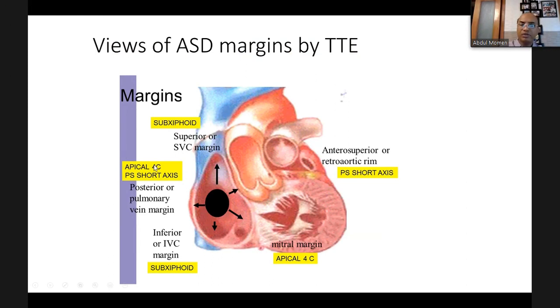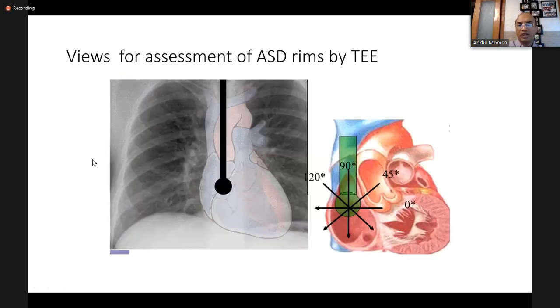These are the different views: 0 degree, 45 degree, 90 degree, and 120 degree. At 0 degree we get the four-chamber view, like the apical four-chamber view. Then 45, 90 and 120 degrees. We'll go one by one. This is the 0 degree. This is RA, this is RV. This is LA, this is LV. So the apical four-chamber like view, the home view of transesophageal echo, is at 0 degree.